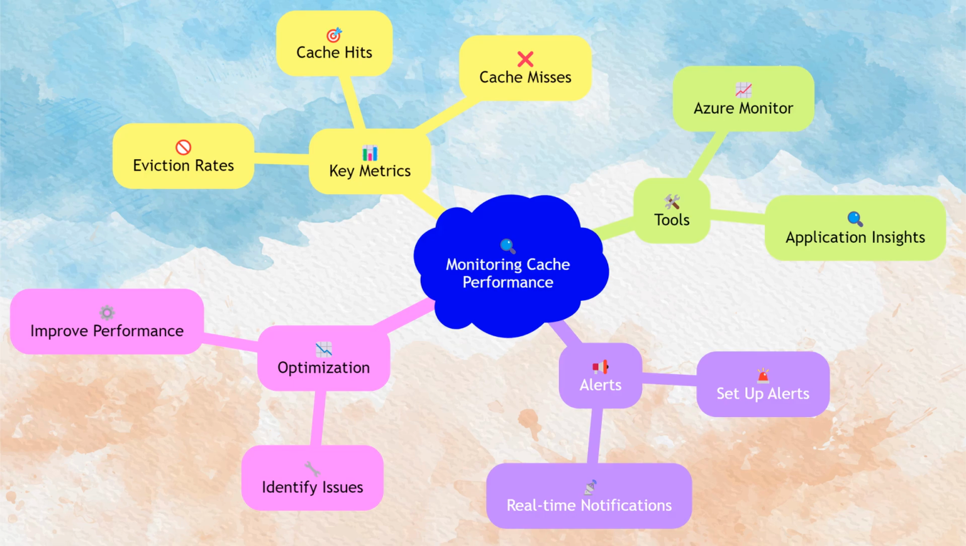Monitoring the performance of your cache is essential for ensuring its effectiveness. Azure provides various tools and metrics for monitoring Azure Cache for Redis, such as cache hits, cache misses, and eviction rates. These metrics help you understand how well your cache is performing and identify any potential issues. Additionally, Azure Monitor and Application Insights can be used to set up alerts and gain deeper insights into the cache's behavior, allowing you to optimize its performance.